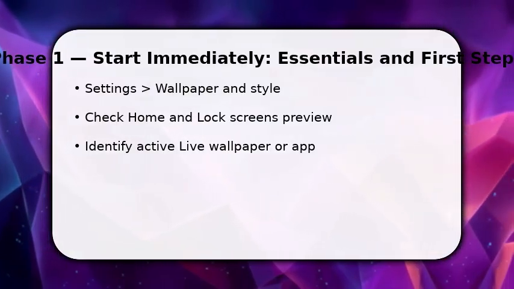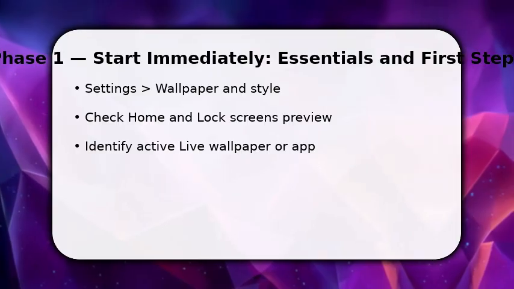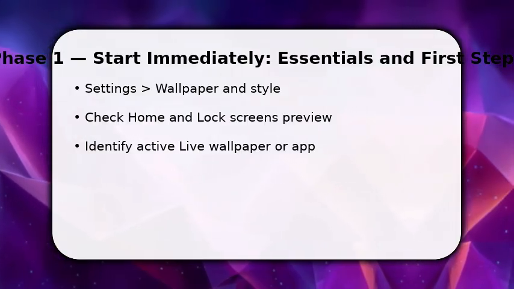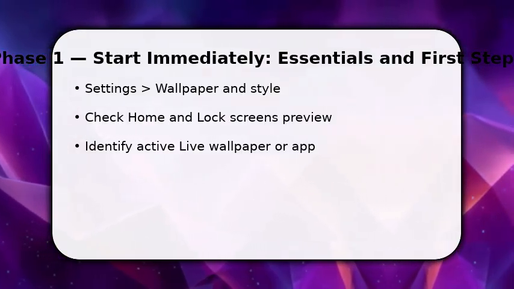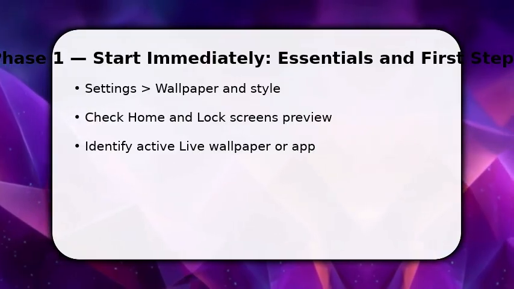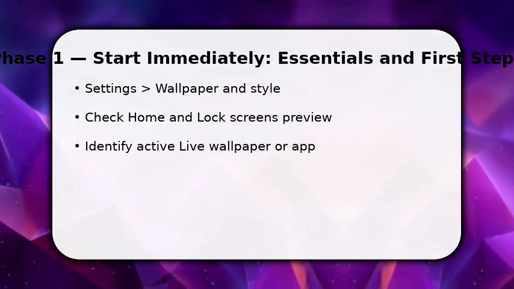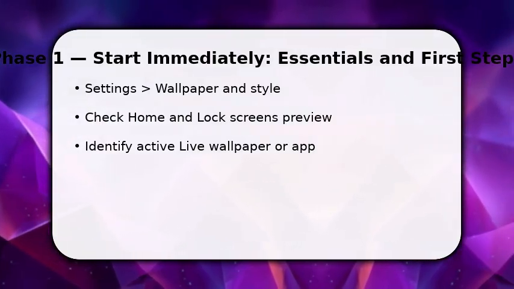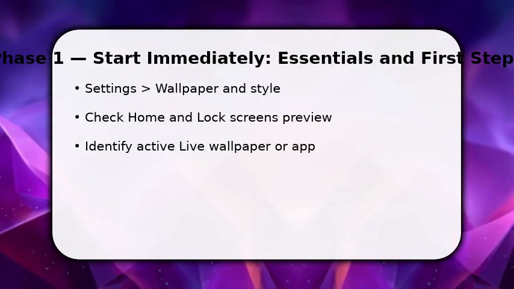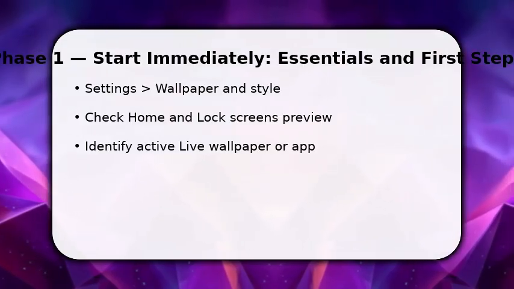Once you spot a live option, press the three dots or Manage to reveal its source, system, or third-party app. You do this because removing differs by source. The system option unsets immediately, while an app must be disabled or uninstalled. Proceed to the source selection to remove the live background.